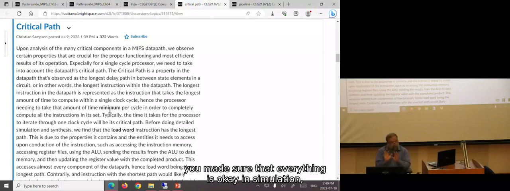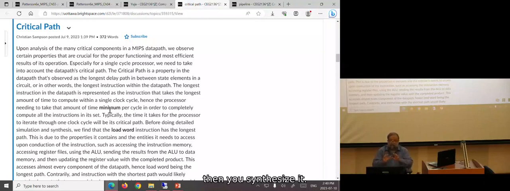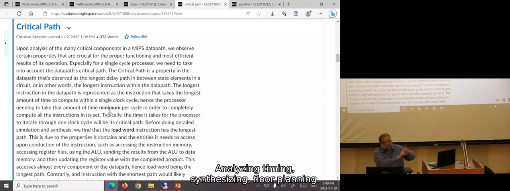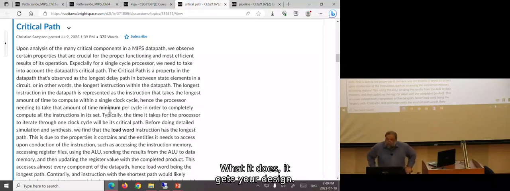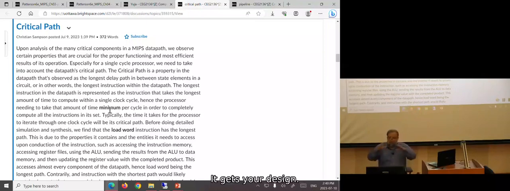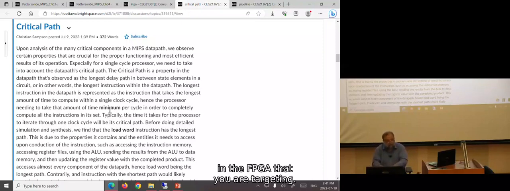After you made sure that everything is okay in simulation, then you synthesize it. In Quartus it says compile. If you do compile, you see there are lots of things on the left side: analyzing, timing, synthesizing, floor planning. These things are done in Quartus. So it gets your design, with ANDs, ORs, flip-flops, registers, so many things, and it tries to implement them in the FPGA that you are targeting. So it puts them in the FPGA.